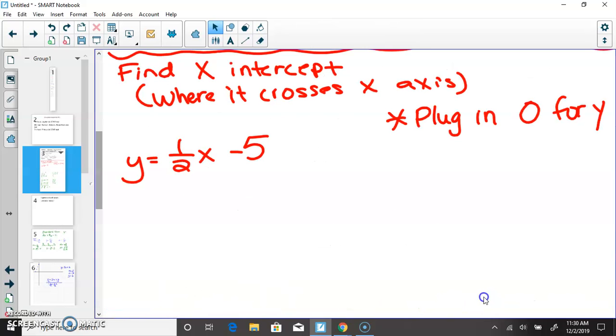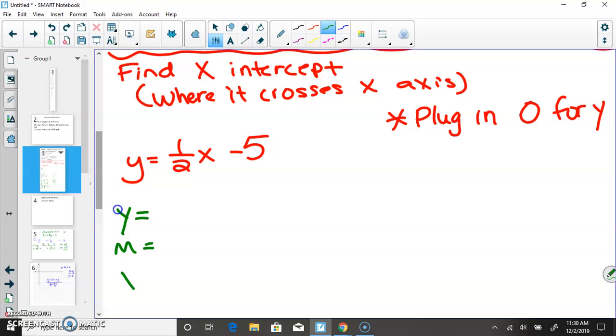So sometimes the book's going to give you an equation, and you already know your m and you already know your y, but they want you to find x. So x is where it crosses the x-axis. And it wants you to plug in 0 for y to find x. So let me give you an example here. Before anybody's writing anything, they're going to ask you to write your y, your m, and your x.